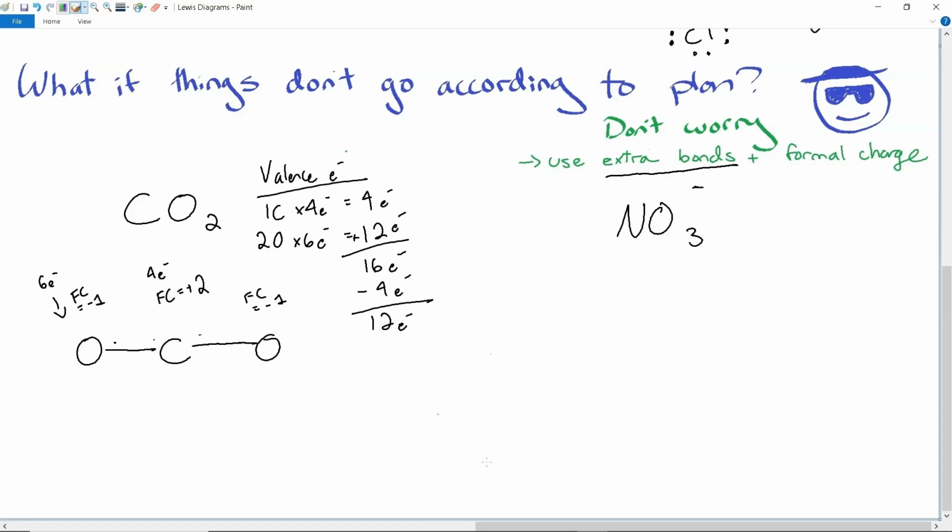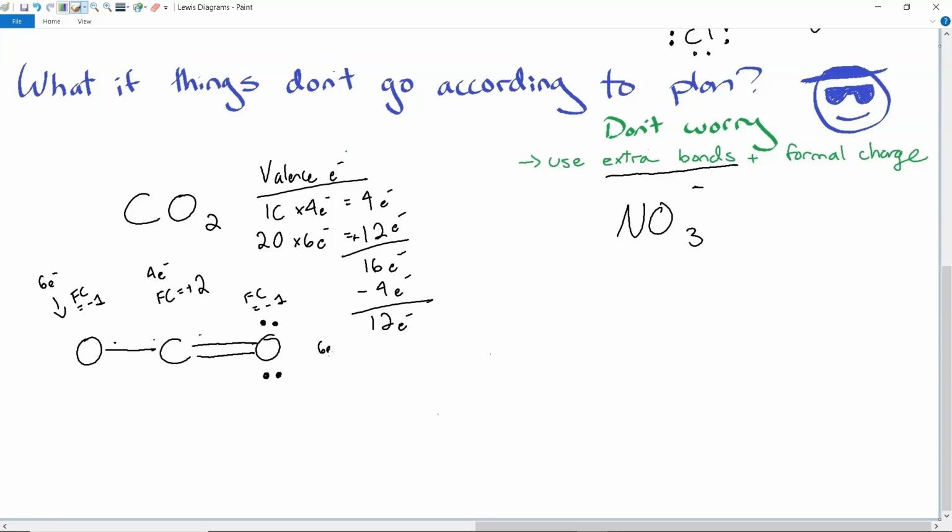Okay, so we have 12 electrons. We know that if we plot those on now, it's not going to work. But what if I were to add an extra bond between carbon and oxygen? Now, if I were to put some electrons on oxygen, let's see its formal charge.